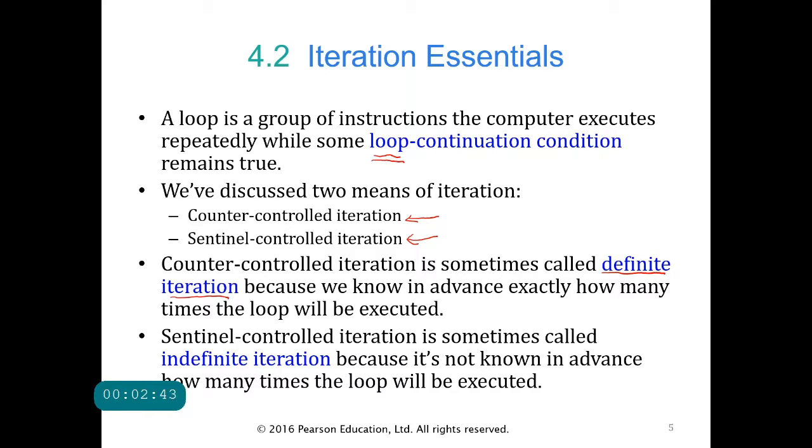Now, a lot of the times we are in situations when we do not know at the start of our program exactly how many repetitions we will have to do. Then we basically employ what is called a sentinel controlled iteration, or the iterations which are based on sentinel variables or sentinel values. And of course these are called indefinite iterations because we do not know ahead of time, or we cannot predict exactly how many repeat cycles we will have to do.